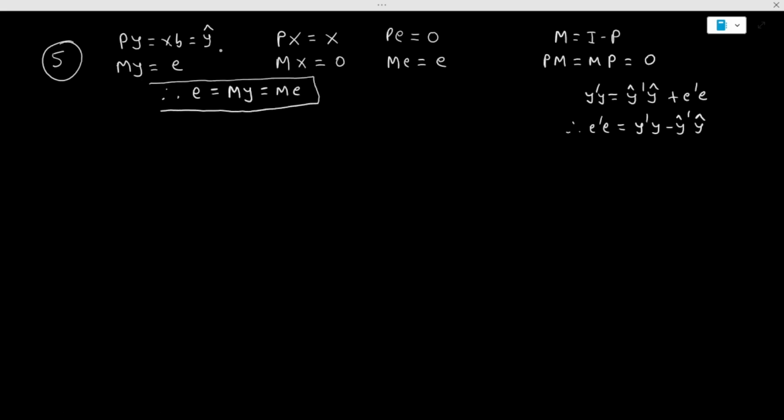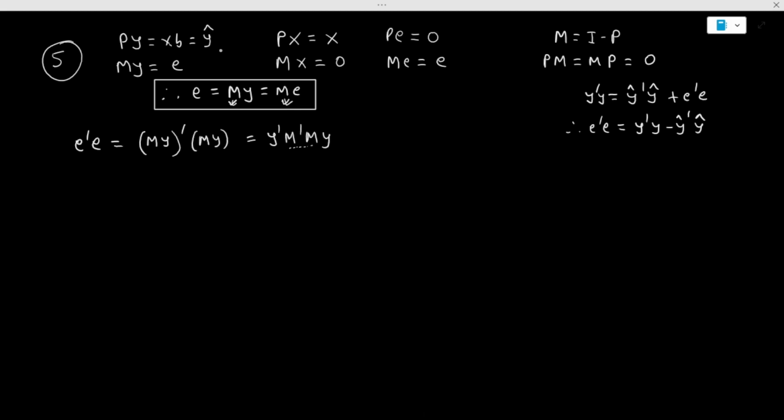And this is the golden principle for a balanced life. We should always be careful whether it is my error or whether it is me committing the error. e transpose e, that is the sum of the squares of the errors. First of all, take whether it is my error, My transpose My, and M is an idempotent matrix. We can write it as y transpose My. Let me write it here. This is again equal to y transpose My. This is equal to y transpose, and in place of this My we can write e.